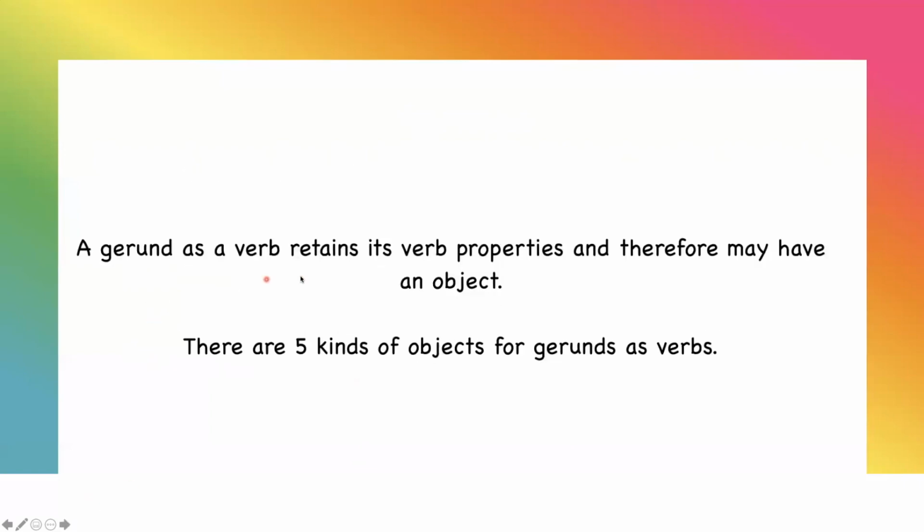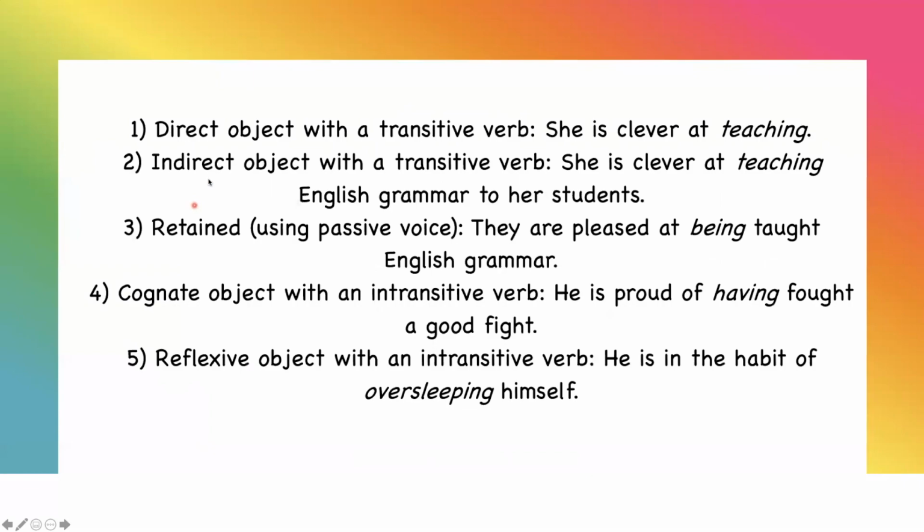A gerund as a verb retains its verb properties and therefore may have an object. There are 5 kinds of objects for gerunds as verbs. Direct object with a transitive verb: she's clever at teaching. Indirect object with a transitive verb: she's clever at teaching English grammar to her students. Retained using the passive voice: they are pleased at being taught English grammar. Cognate object with an intransitive verb: he's proud of having fought a good fight. A reflexive object with an intransitive verb: he's in the habit of oversleeping himself.